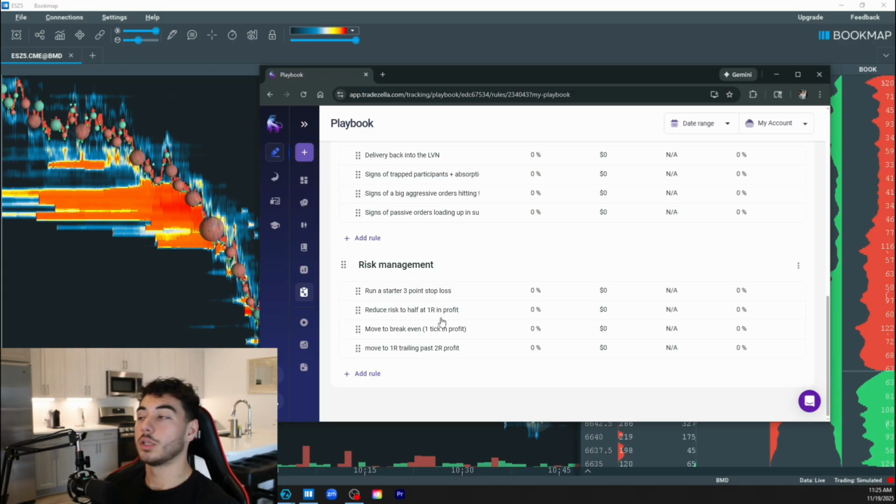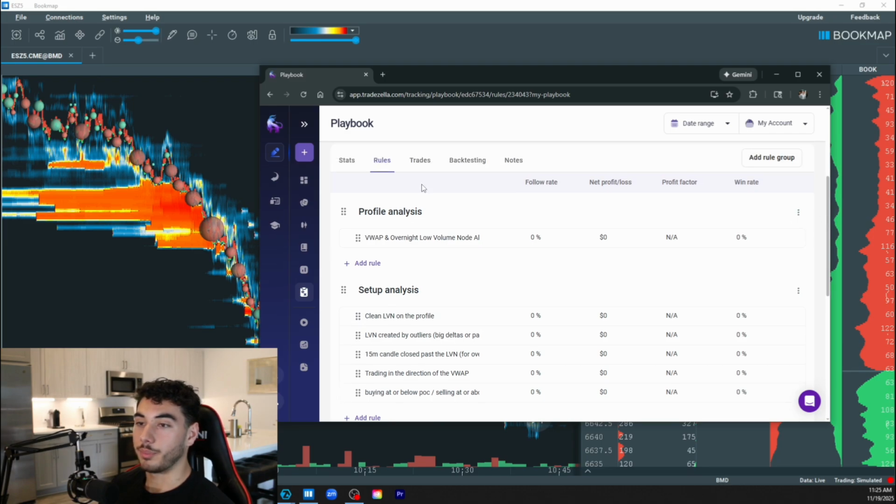So move to 1R trailing past 2R profit. That's a good one too. When I see that I'm really, really in profit, I don't want to just take this thing. If I'm past 2R and I'm looking for 3 or 4R, at that point, I'm looking for like 9 to 12 points. I'm going to go ahead and secure a 1R, so at least I have a winning day on my account, like for prop firms. And that's essentially it. I just try to keep it real basic.